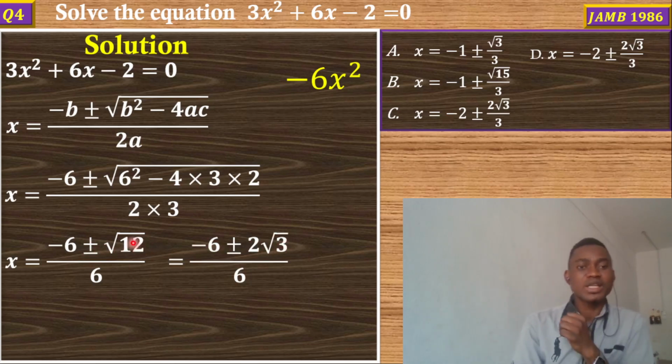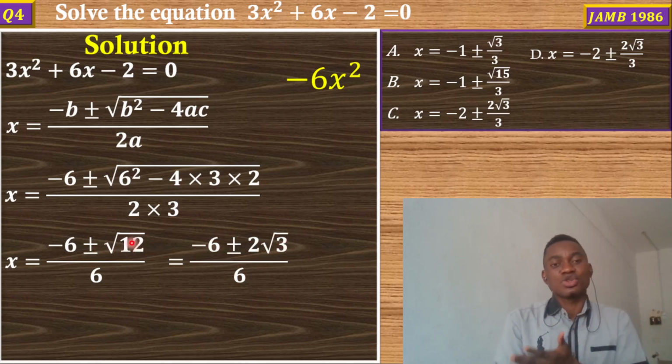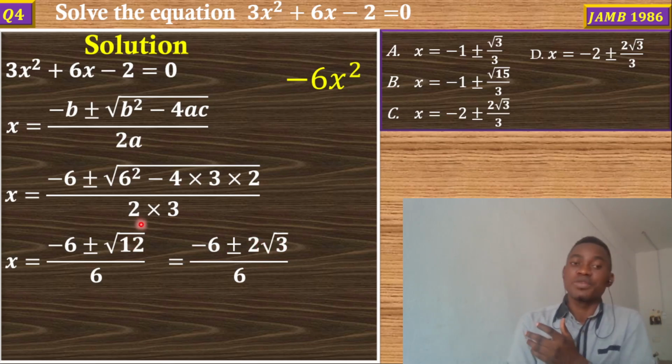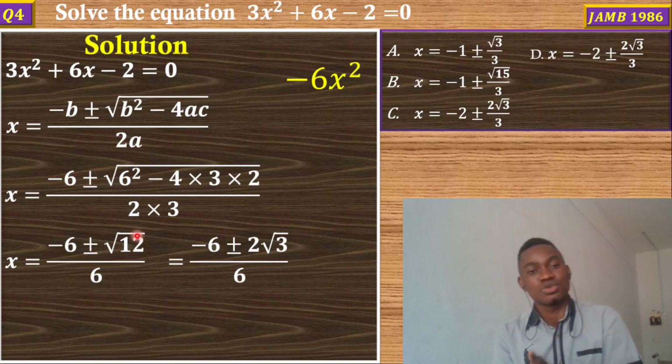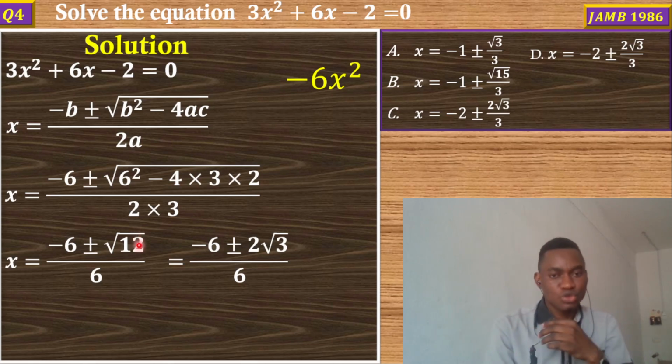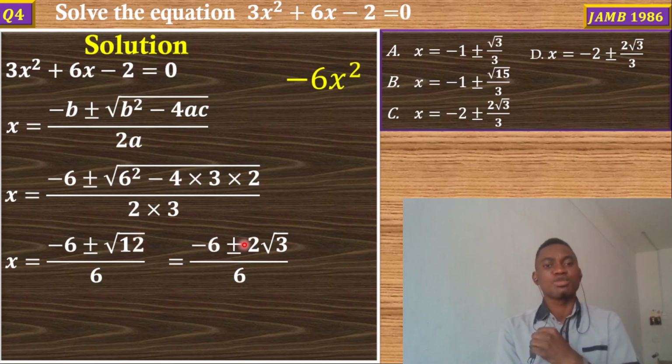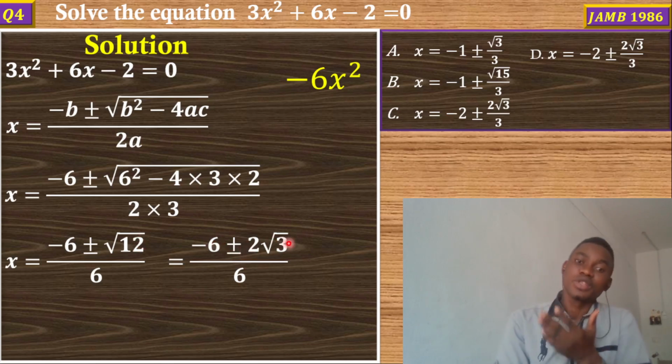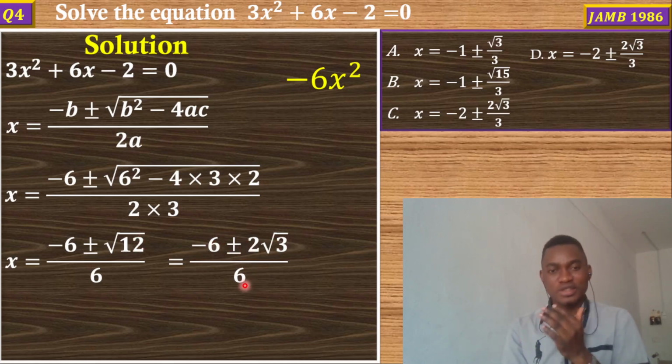Now, if you express root of 12 in surd form, it is going to be what? 2 root 3. Root 12 is root 4 times root 3, and root 4 is 2. So we have minus 6 plus or minus 2 root 3 all over 6.